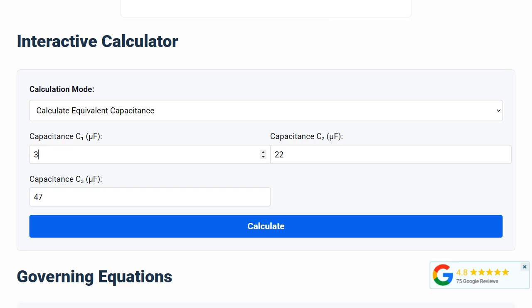For example, enter 3 capacitors with values of 10, 22, and 47 microfarads with a 12-volt supply. Click Calculate to see your equivalent capacitance, which is simply the sum of all capacitor values. The results will show total charge, energy stored using the 1/2 CV² formula, and current analysis for transient response.